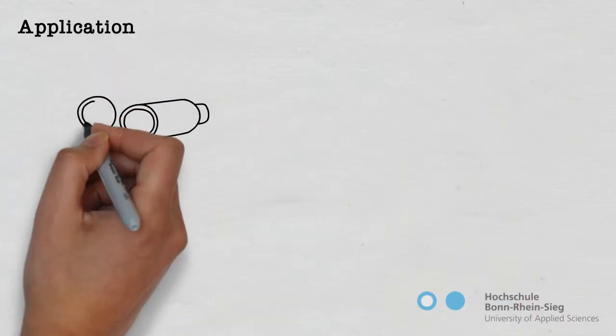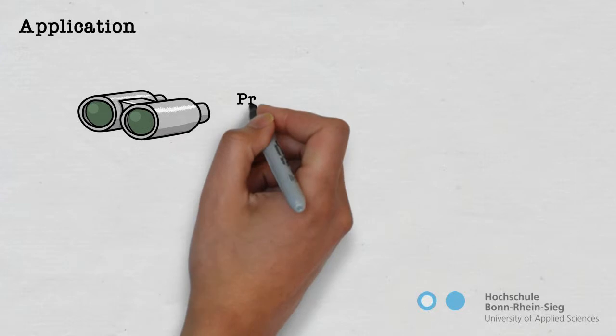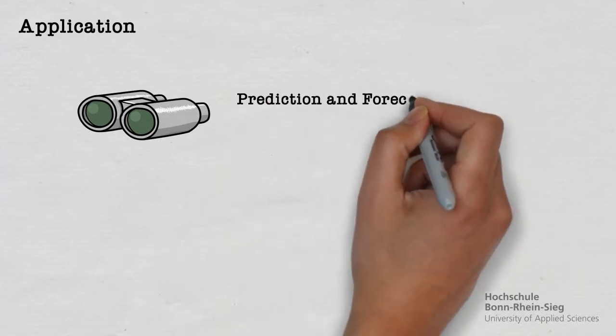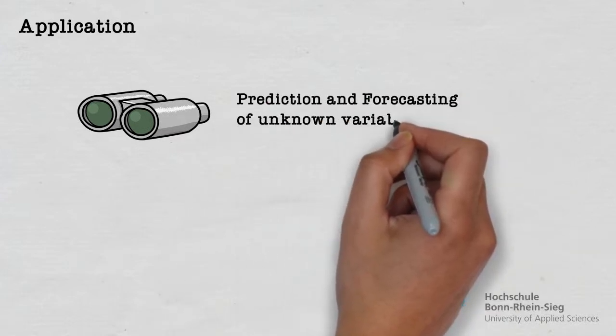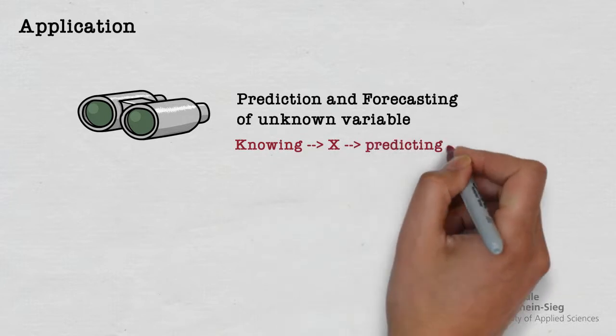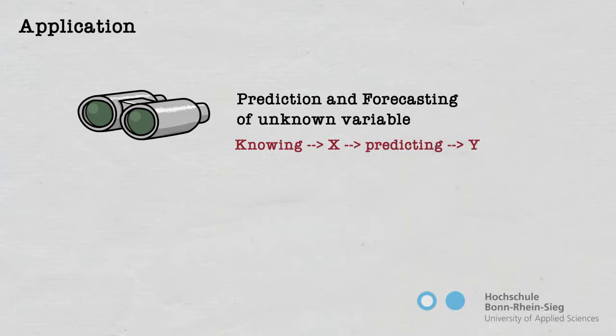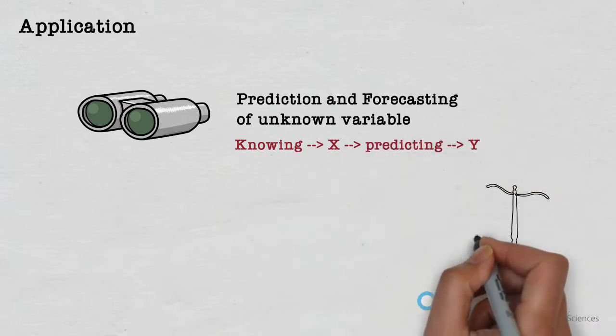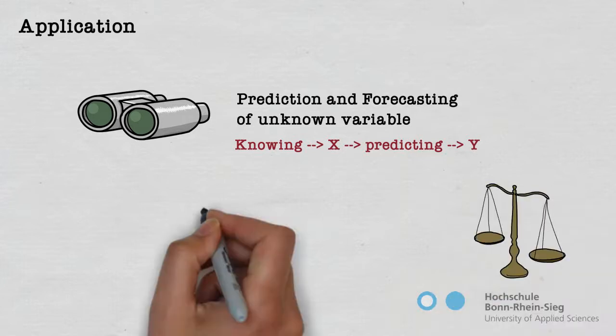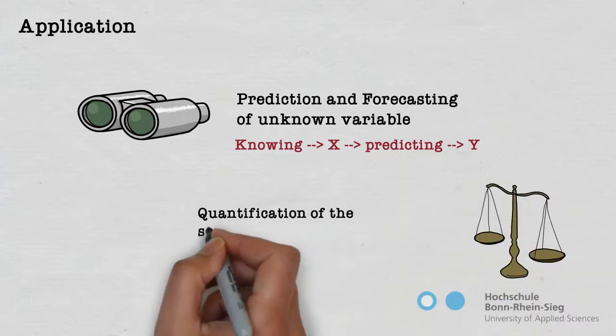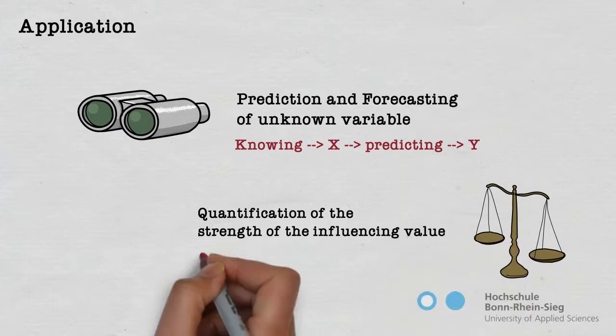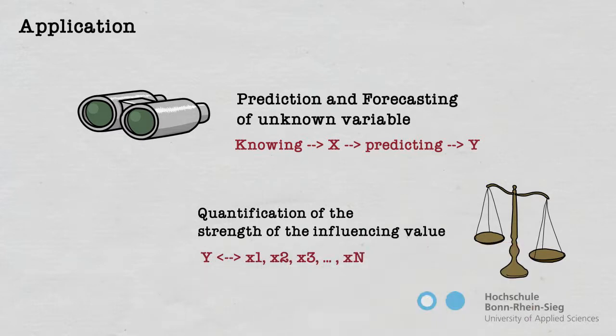So how to apply multiple linear regression? First, we can predict and forecast unknown variables. So knowing X, for example, we can predict Y. And also, we can quantify the strength of the influencing value. So Y is influenced by multiple other variables.